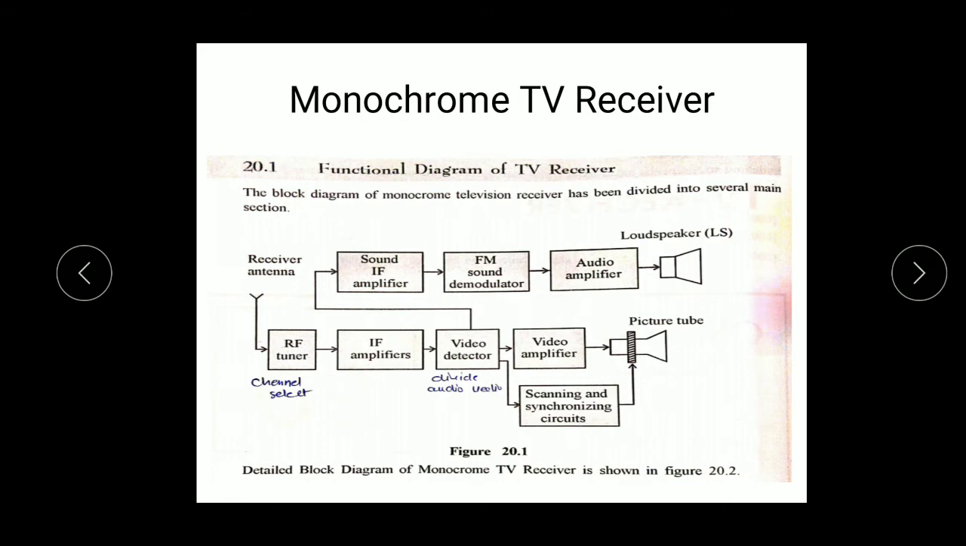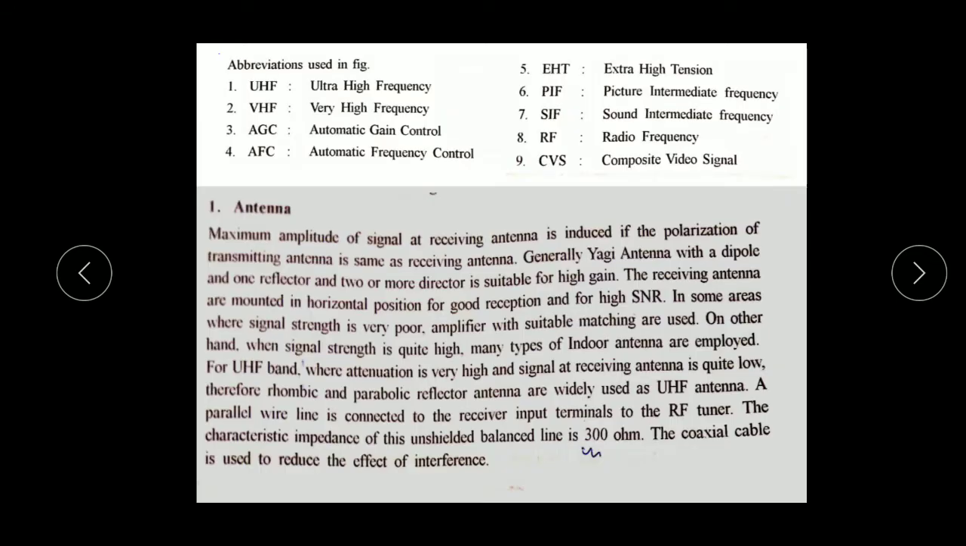Now we discuss the antenna. Basically, an antenna is a component for transmitting or receiving the electromagnetic signal. So from free space we receive the electromagnetic signal in the form of the TV signal.